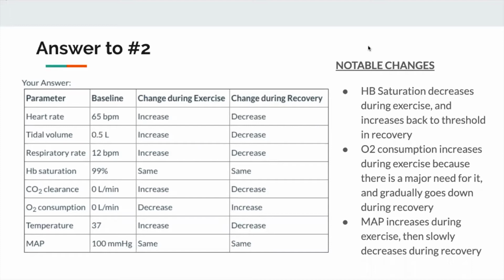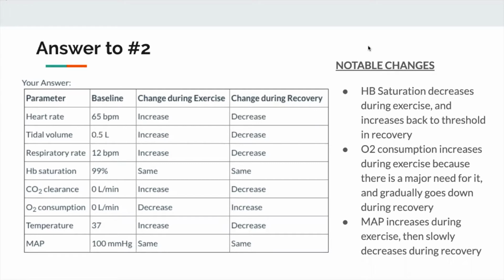Hemoglobin saturation, the baseline is 99%. And at first I said the change during exercise was the same, but then I looked back and did some research and realized that it decreases during exercise and then increases to get back to the threshold in recovery. The carbon dioxide clearance, its baseline is at 0 liters per minute, and the change during exercise is that it increases and decreases during recovery.